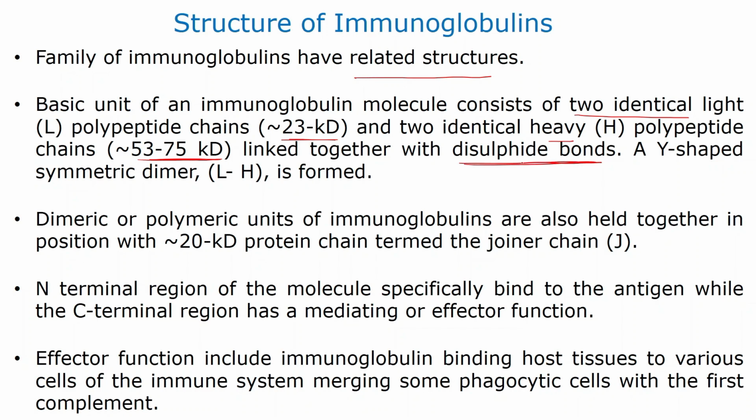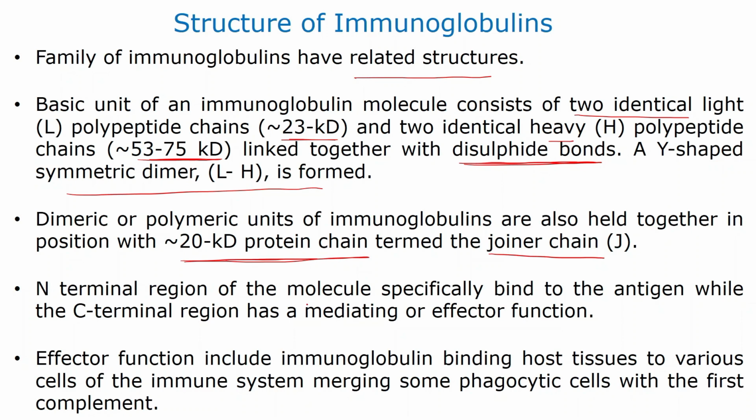So heavy chains are there, light chains are there, and these are linked by disulfide bonds. A Y-shaped structure of a dimer of L and H chains is formed. Now, dimeric or polymeric units of immunoglobulins: if we have 2 such units, they are held together by a J component, that is the joiner chain component, a protein chain of 20 kilodaltons. That also we will see in the coming slides.